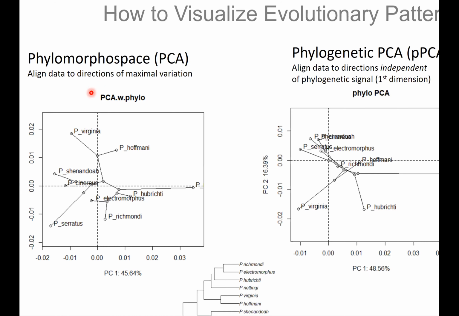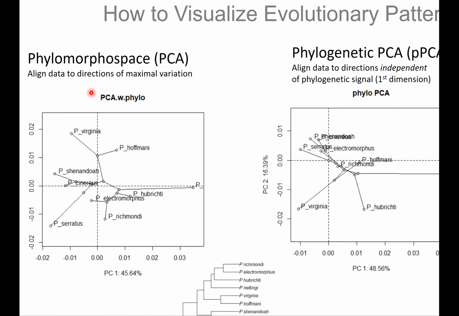A second procedure is called phylogenetic PCA. And this aligns the data. It's slightly different algebra. But what it does is it aligns the data to directions that are independent of the phylogeny. And in particular, the first phylogenetic PC axis is independent of phylogeny. And I need not go into the details of why that is the case. The point is it gives us a different picture. So if I look at my data here, I've got two different plots to view this data space, both of which are mathematically reasonable, but my interpretation gets challenging.